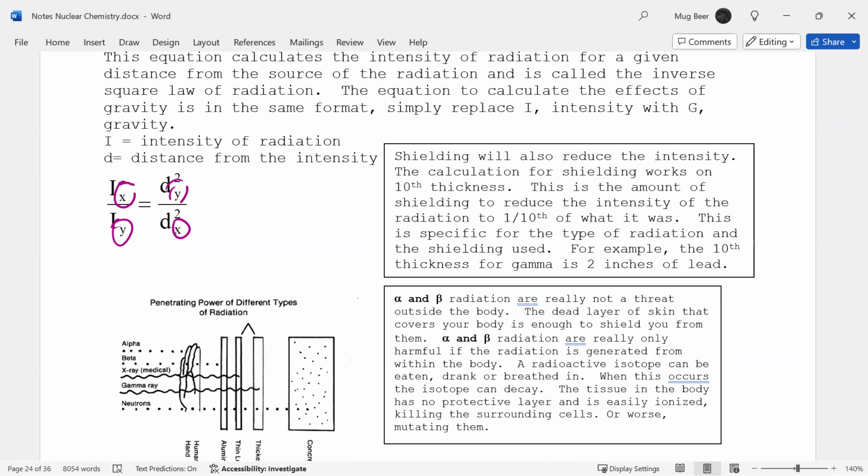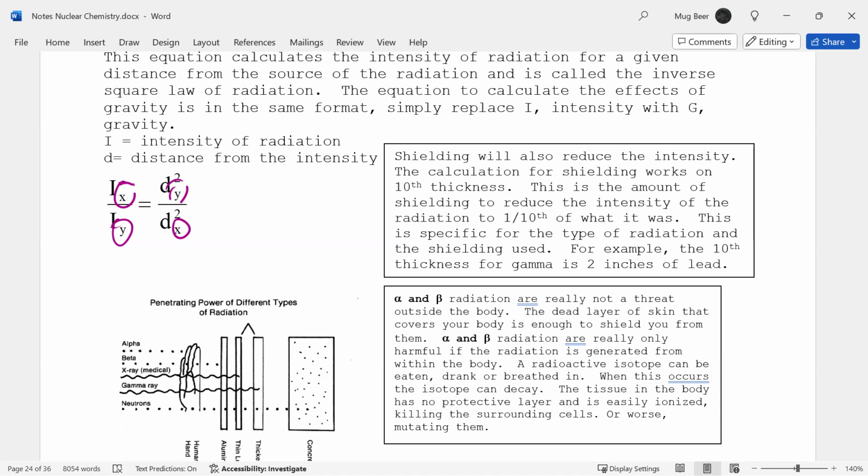Okay, we're gonna pull that thing back up here in a second, but next thing I want to talk about is something called shielding. Shielding is exactly what it sounds like. The way the radiation community has decided to work with shielding is they use a unit called tenth thickness. It's a thickness of some substance that will reduce the radiation to 1/10 of what it is on the other side of the shield.